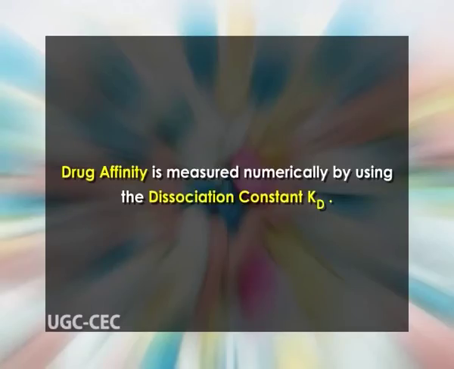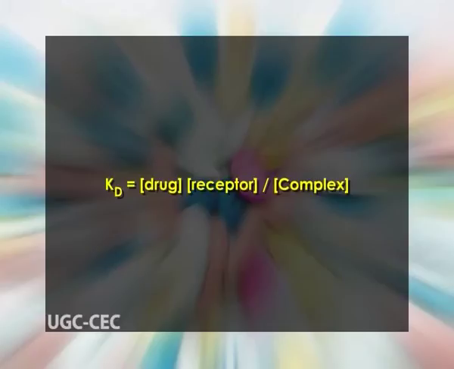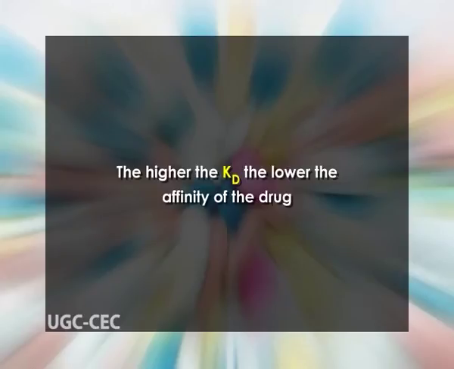This can be measured numerically by using the dissociation constant Kd. The value of Kd is the same as the concentration of drug when 50% of receptors are occupied. The equation can be expressed as Kd is equal to drug into receptor divided by complex. But the value of Kd is also affected by the conformation, bonding and size of the drug and the receptor. The higher the Kd, the lower the affinity of the drug.